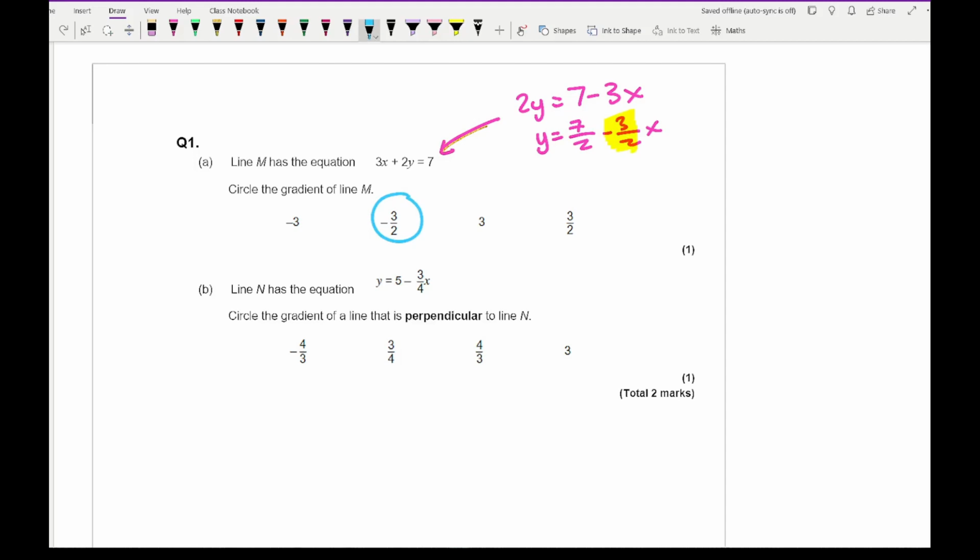And with question B, it says line N has the equation of y equals 5 minus 3 over 4x. Circle the gradient of the line that is perpendicular to the line N. So here we can see that the gradient is minus 3/4. Now for perpendicular, what we need to do is do the negative reciprocal. So we need to do the negative reciprocal of minus 3/4. So all we then need to do is flip the fraction and change the sign. So here we're going to have 4 over 3 and it's positive, which is our third option.